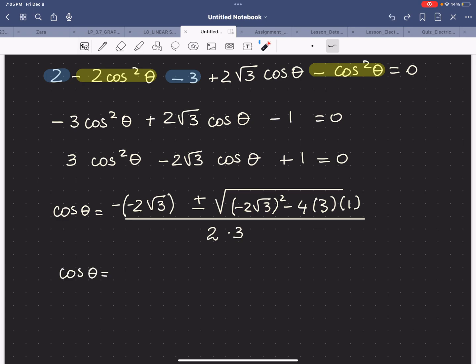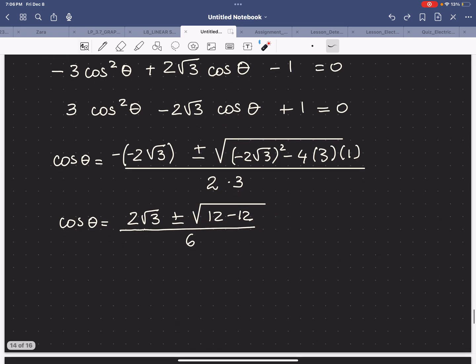We have cosine theta equals, so these two minuses will make a plus, so 2 root 3, plus or minus the square root. Now, -2 root 3 to the power of 2 will be -2 squared, or 4, times root 3 squared, which is 3. So 4 times 3 is 12. Minus 4 times 3 times 1 is also 12. This looks very, very interesting. And now we are dividing it by 6. So as you can see, the discriminant ended up being 0. That's usually good news. So we have 2 root 3 over 6. And if you simplify this, it would be equal to root 3 over 3.